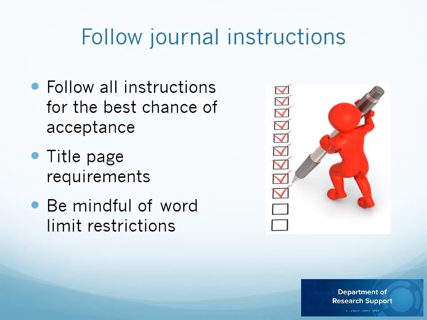Also, be aware that some journals allow a limited number of references in your article. If the journal limits references to 30, you don't want to submit an article with 50 references. In that instance, your article will probably be automatically rejected because it does not meet journal requirements.